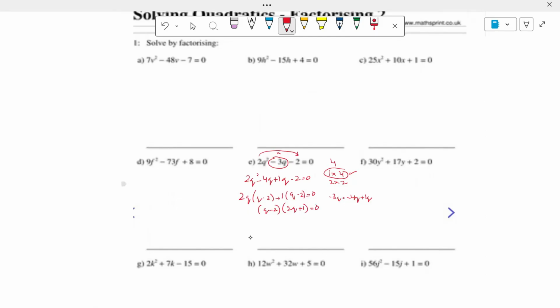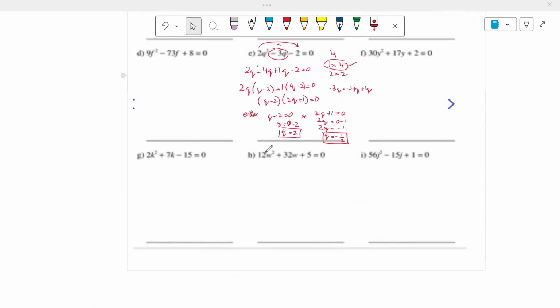It's an equation, we need to solve it. So here you can do either q minus 2 equal to 0 or 2q plus 1 equal to 0. q equal to 0 plus 2, means q is equal to 2. Then 2q is equal to 0 minus 1, q equal to minus 1 over 2, that is minus half. That is how you get the two answers.